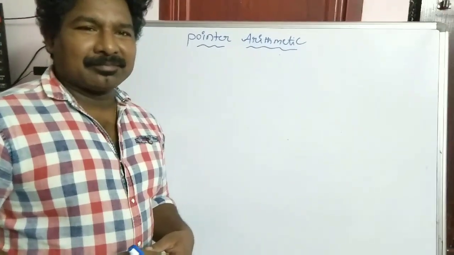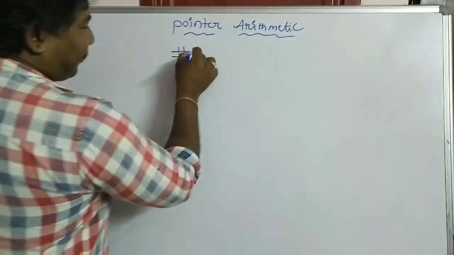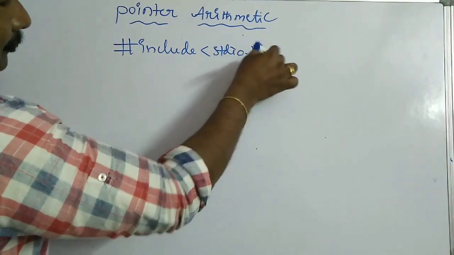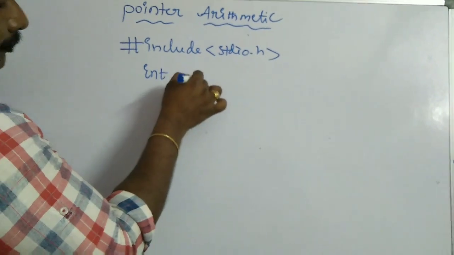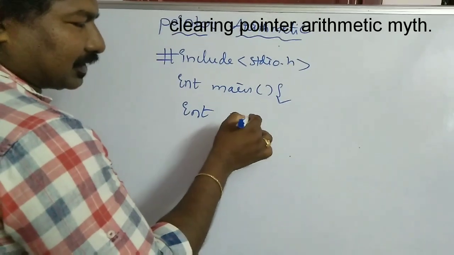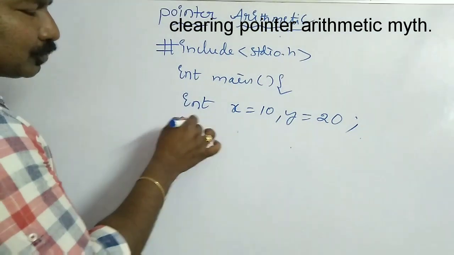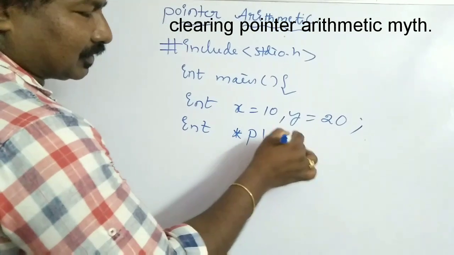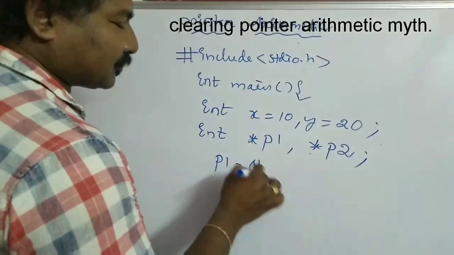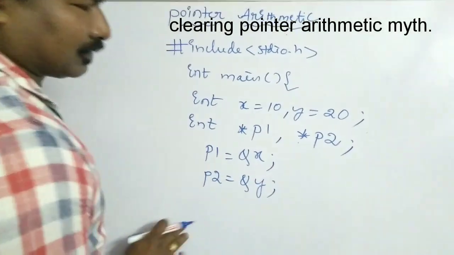Let's see an example program, where we can see all these arithmetic operations. Here I am declaring two variables, x is equal to 10 and y is equal to 20, and two pointers, int *p1, *p2. These two are the pointers. I am assigning the address of x to p1 and the address of y to p2.